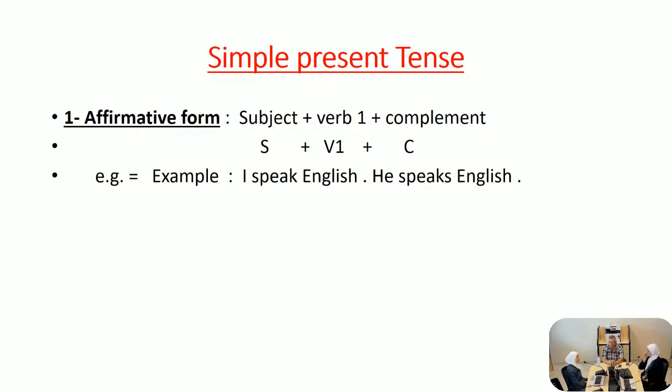When we have the affirmative form, we use the subject, verb 1, and complement. Example: I speak English. He speaks English. With third person pronouns, we add s to the verb. I have a car. She has a car.